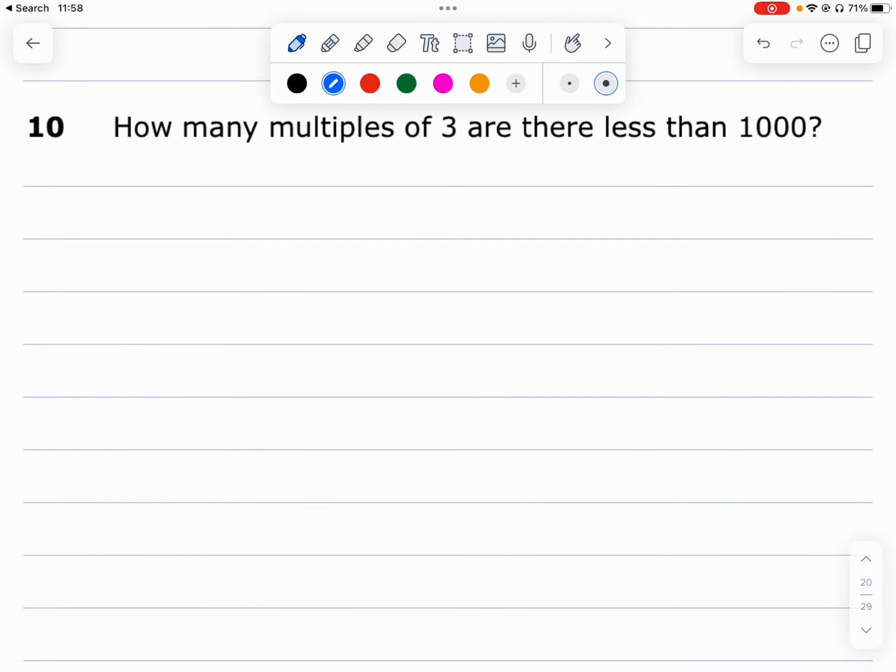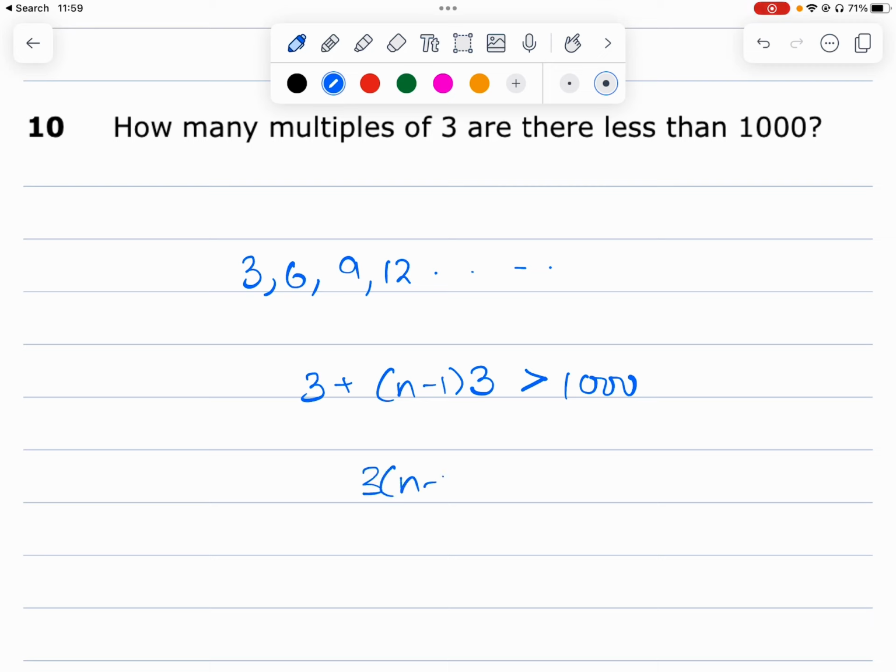Question number 10. How many multiples of 3 are there that are less than 1000? 3, 6, 9, 12, and so on. So the nth term, 3 plus n minus 1 times 3, is less than 1000, because the common difference is 3 and the first term is 3. So 3 times n minus 1 is less than 997.